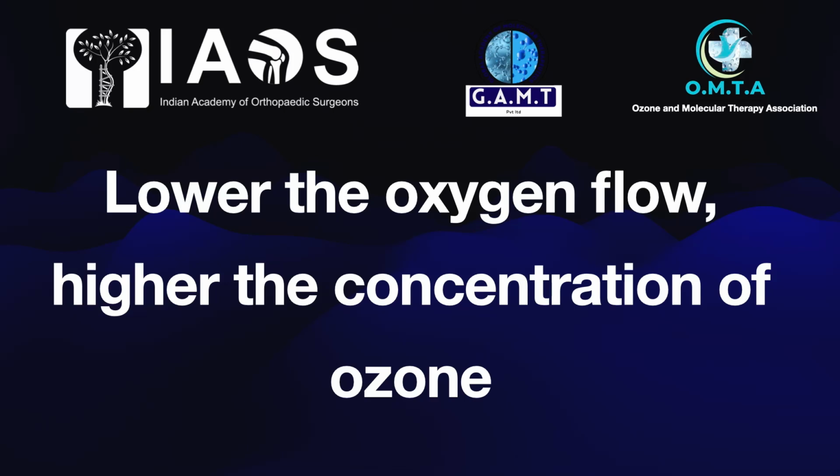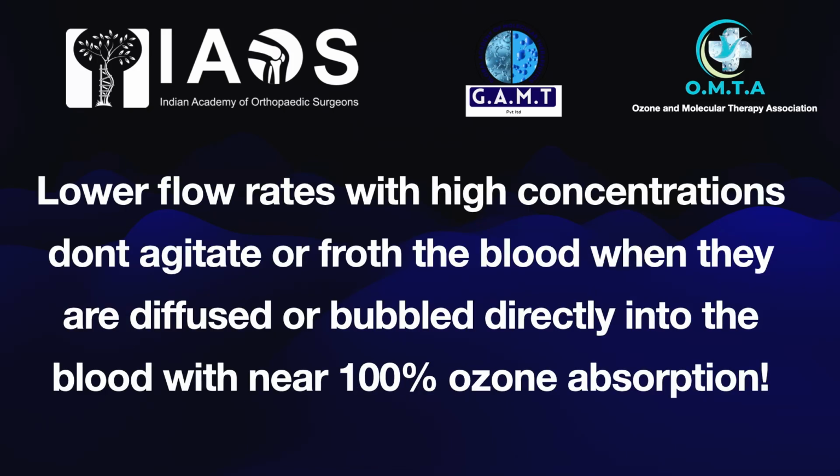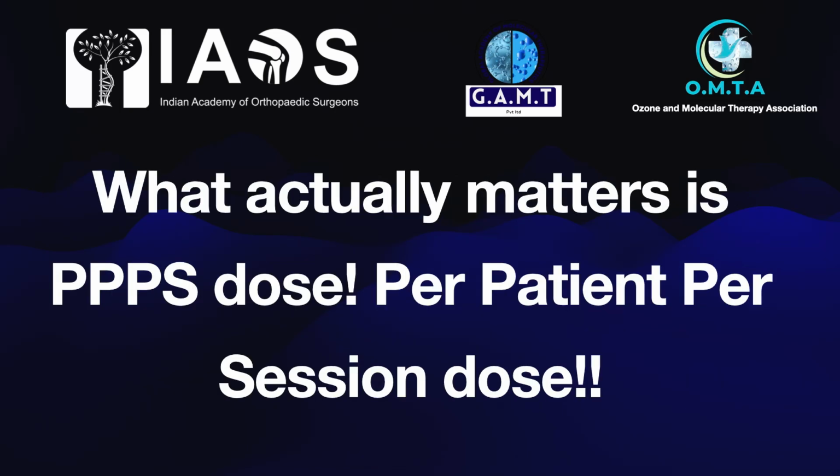So, if you are having 1/32 of a liter, or 1/16 of a liter, 1/8 of a liter, the ozone concentration is obviously higher. Lower flow rates with high concentrations don't agitate or froth the blood when they diffuse or bubble directly into the blood with a near 100% ozone absorption. So, in IAOS EBOO, we do not use any ozone destroyers and the room does not smell of ozone.